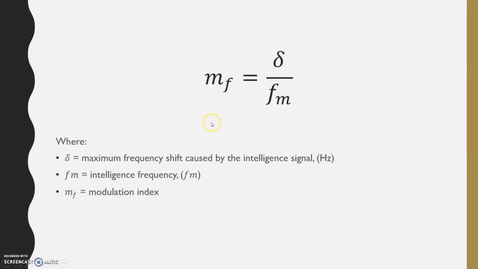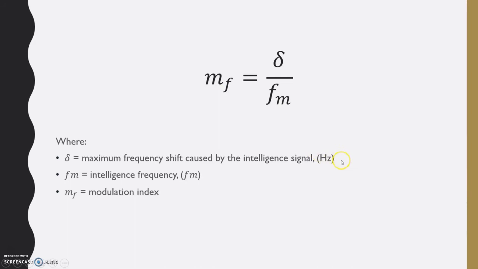As you can see, this is the equation of the modulation index, where delta is the maximum frequency shift caused by the intelligence signal, f sub m is the intelligence frequency, and m sub f is the modulation index.